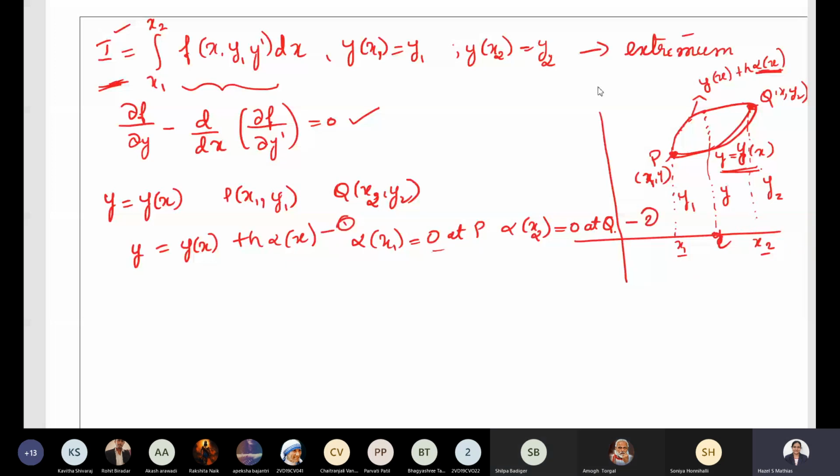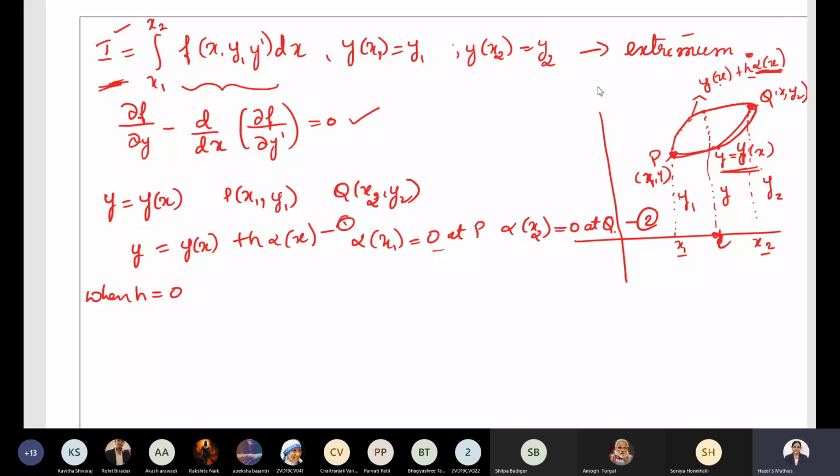Let's take this as 1. Let's take this as 2. Now, what happens when h is equal to 0? Suppose this h is equal to 0 at all the points on this curve, what do we get? Two curves coincide, because this also is y equal to y of x, this also will become y equal to y of x when h is equal to 0. So when h is equal to 0, these two curves coincide.